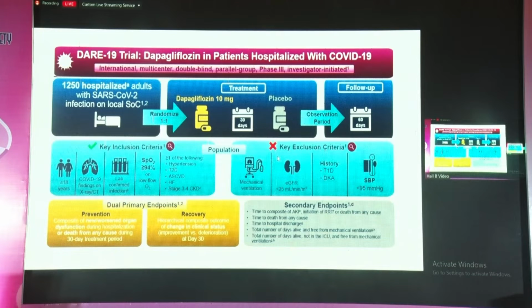Here, the DARE-19 trial, giving the example of dapagliflozin, where around 1200 patients infected with COVID-19 were randomized to either 10 milligrams of dapagliflozin or placebo. The exclusion criteria were those on mechanical ventilation, having significant renal dysfunction, type 1 diabetes or hypertension. The primary objective of the DARE-19 trial was to see the composite of new or worsened organ dysfunction during hospitalization or death from any cause during the treatment period.